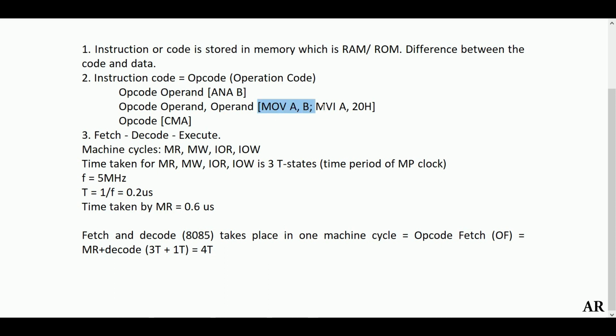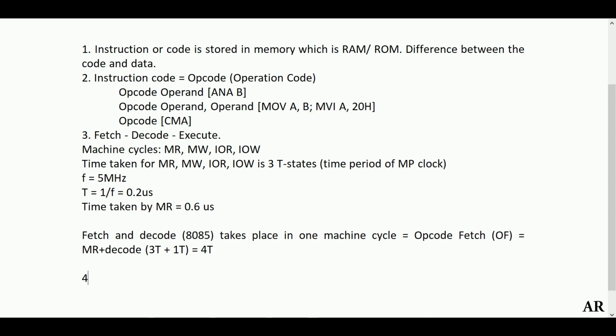For example, let us take MVI A,20H. Here the opcode is MVI. If the microprocessor fetches this MVI, it will understand that it needs to move immediate data. So based on the first byte itself, it can understand what the next operand will be, and accordingly it will do the required function. That is why the opcode fetch takes 4 T states, which involves memory read and decode.